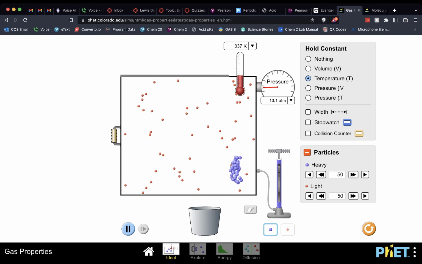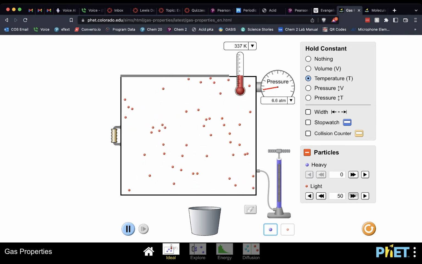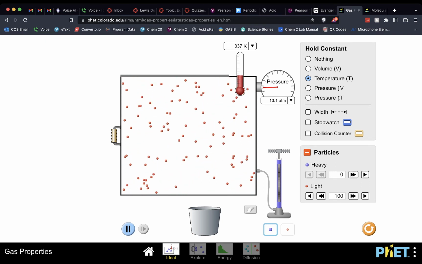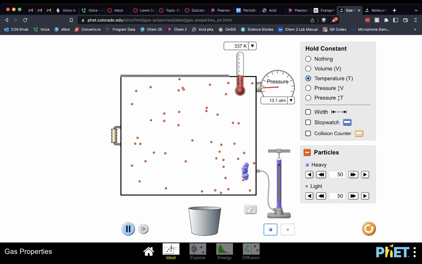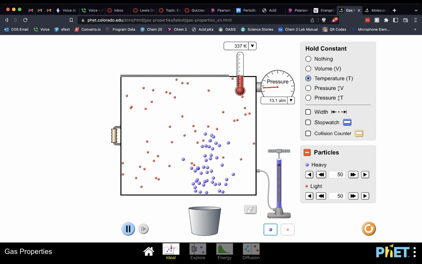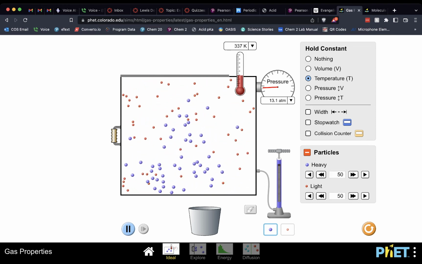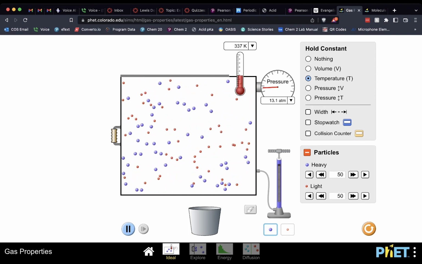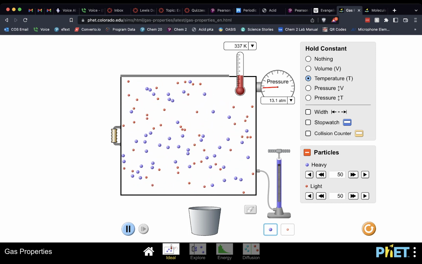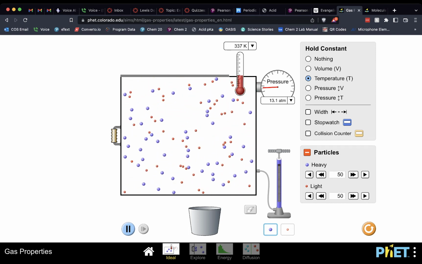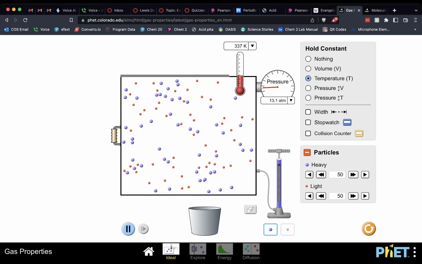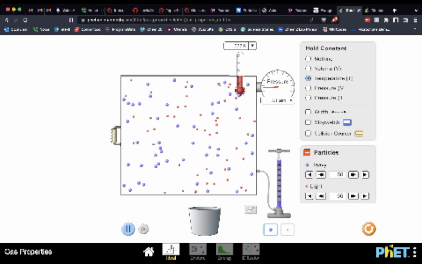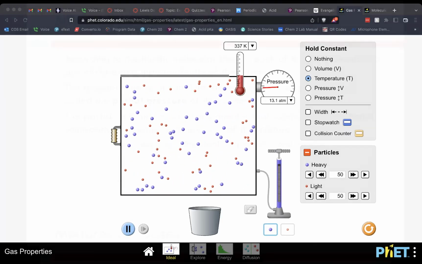So with heavy particles, you get 13. Remove the heavy particles, 6.6. Add these, we go back up to 13. It doesn't matter what type of particles they are, but if we have different types of particles, the percentage of those determines the percentage of the pressure that particle makes up. Because now half of the collisions that are happening are from one type of particle. The other half of the collisions are because of the other type of particle. So we call that partial pressure.